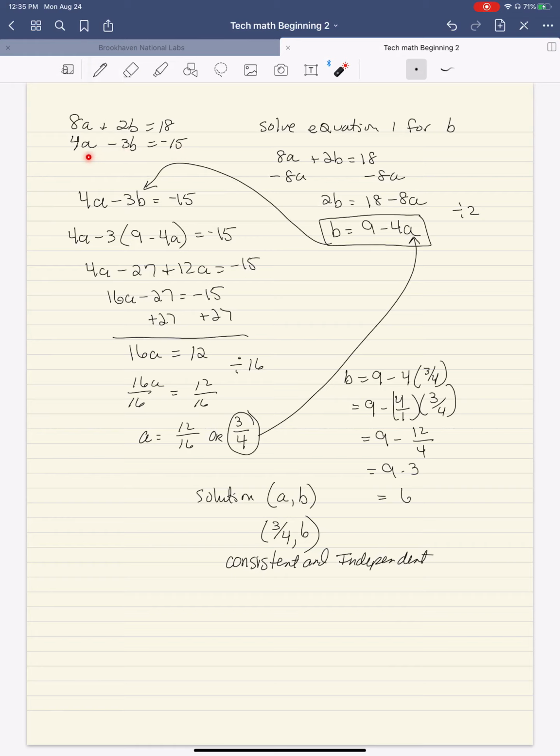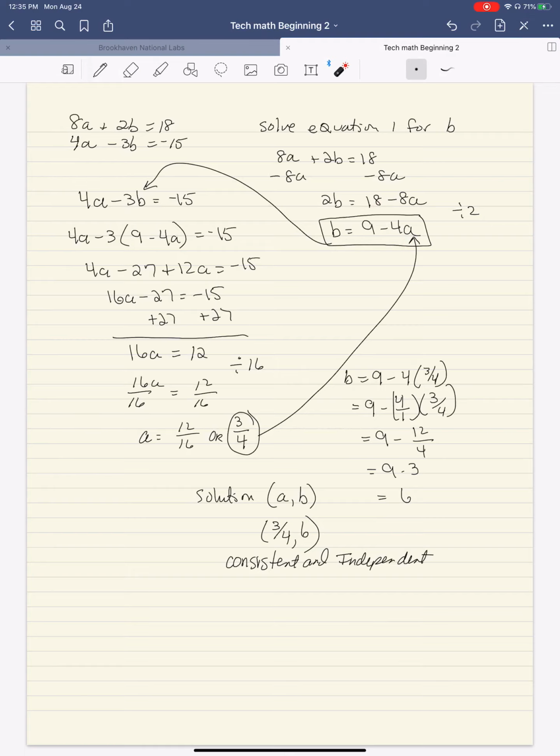This one is not as easy as the other two, as I do not have a 1 as a coefficient on either variable. So usually what I want to look for is things that will divide out equally, and I noticed that this 2 will divide into the 8 and the 18, so I'm going to solve the first equation, or equation 1, for b. So I rewrote it. 8a plus 2b equals 18. Subtract the 8a, so I get 2b is equal to 18 minus 8a. Finally, I divide by 2, so I get b is equal to 9 minus 4a.